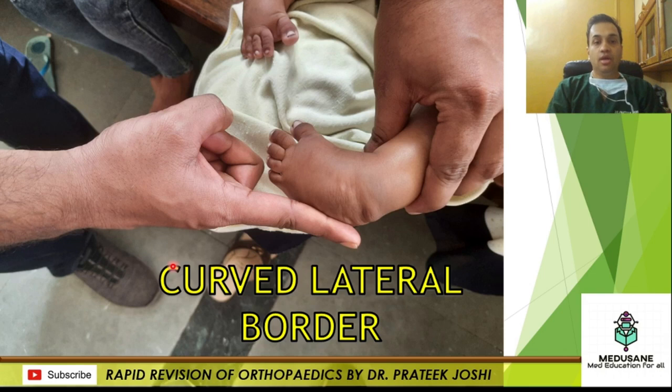Now let us take a look. The first is the curved lateral border. If the lateral border of the foot is parallel to a perpendicular finger placed next to it, then the score would be 0. If it is slightly curved and more towards the forefoot, then it is a score of 0.5, and if it is severely curved as in this picture, then it is a score of 1.